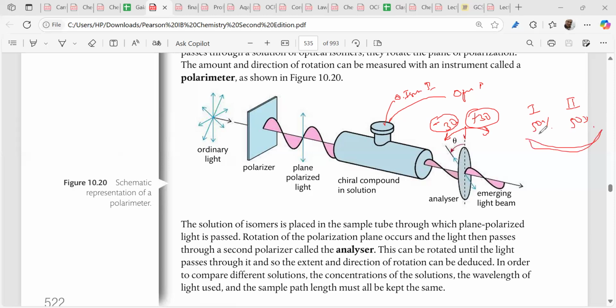this mixture does not rotate the plane polarized light. This 50-50 mixture of these optical isomers is called a racemic mixture. Understood? What is a racemic mixture? You get my point?